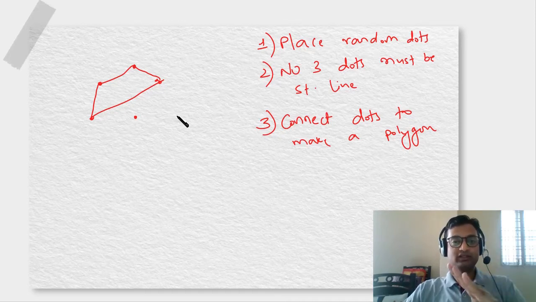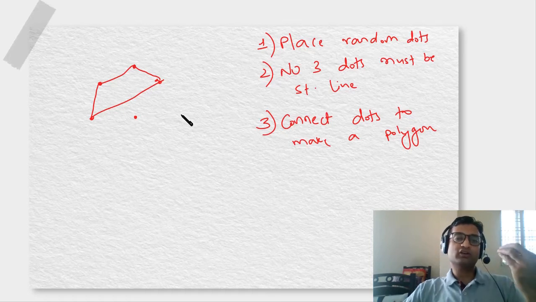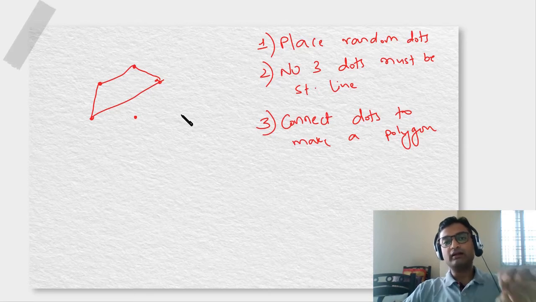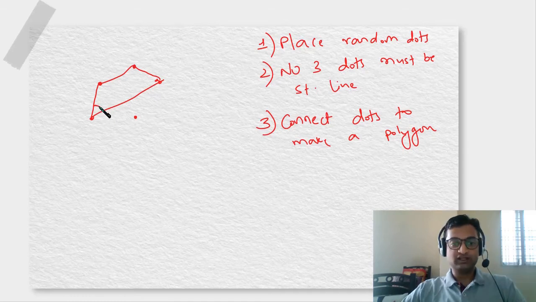Now there are a few things. Four-sided is quite obvious to understand: the shape has 4 sides. Convex means that whatever polygon we create, the interior angles of that polygon will always be less than 180 degrees. This angle is less than 180 degrees, this angle is less than 180 degrees, this is less than 180, and this is also less than 180, right?